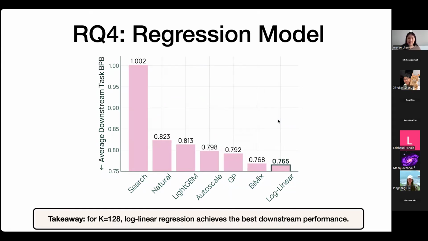And now let's look at downstream performance as well. Here, remember, lower is better. Previously we saw that log linear had a good regression fit, and now we also see it has the best downstream performance. So our takeaway from this is that we decided to use the log linear regression model moving forward. And I'll provide an exact equation or form of it later.